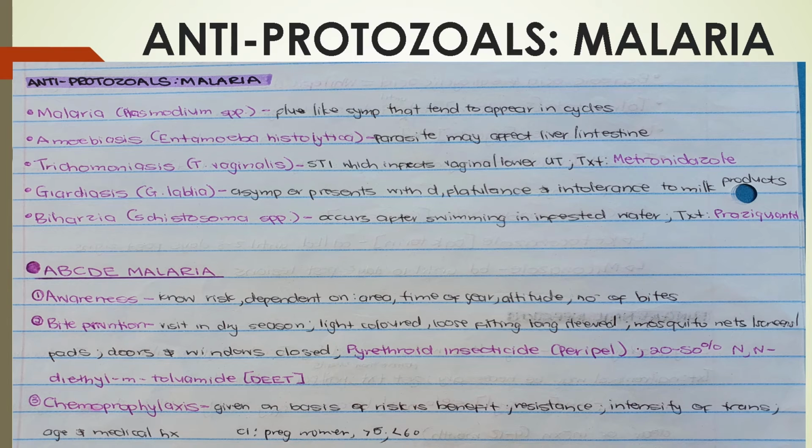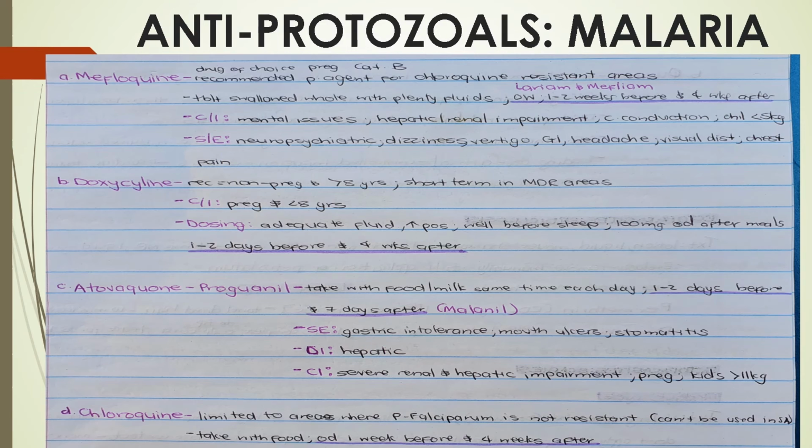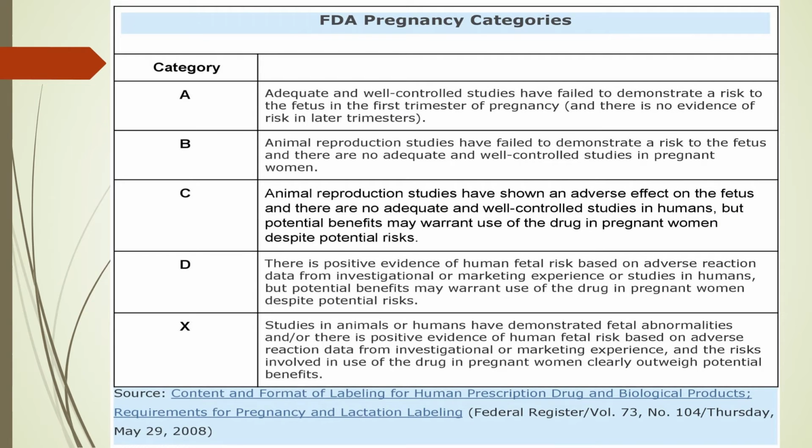So when it comes to chemoprophylaxis, there's 4 different types of prophylaxis that they can give you. Okay, so before I go to the chemoprophylaxis, there's a few things that you need to note. So there's what is known as your pregnancy categories of medication. So it goes from category A, B, C, D, and X.